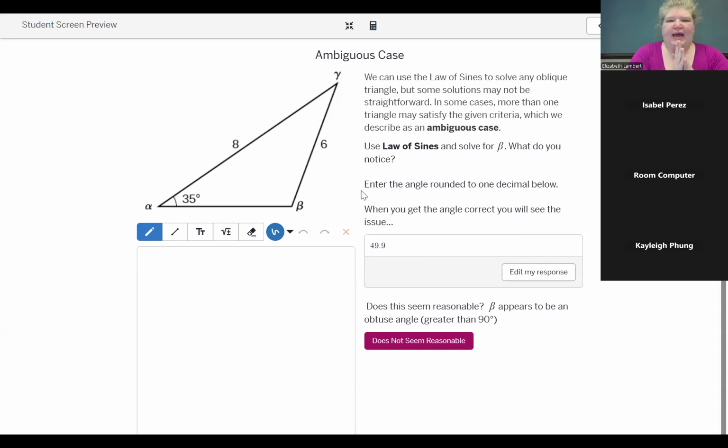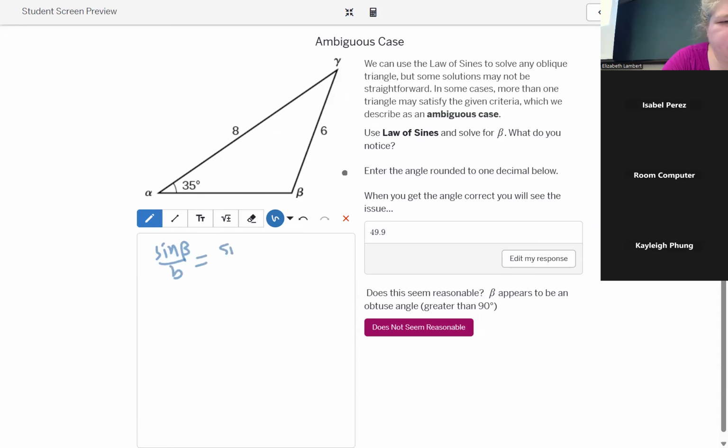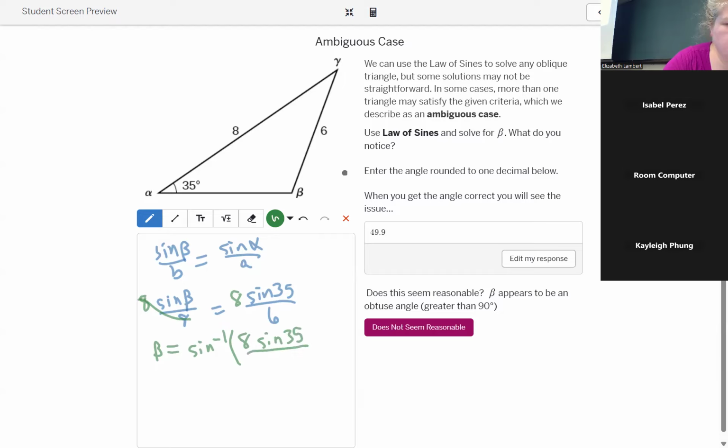All right. So last class, we started to dig into the ambiguous case. When we used our law of sines, the setup would have been sine beta over B equals sine alpha over A. So we ended up with that expression for beta. And then when we put it in the calculator, we ended up with 49.9 degrees.